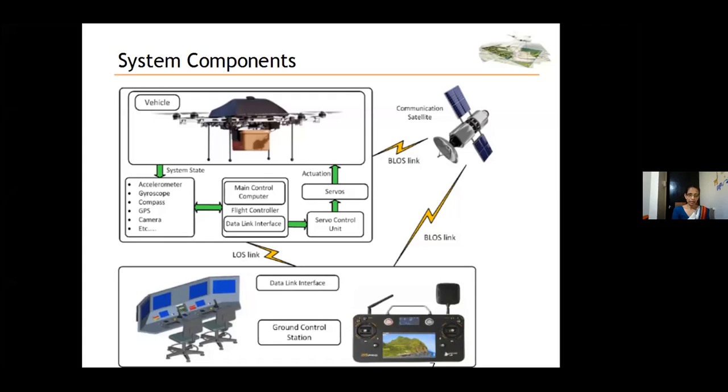Okay, so the last system component is the data links. As I said earlier, the data link refers to the wireless link used to carry control information between the drone and the ground control station. The adopted communication link depends on the UAV operation range.